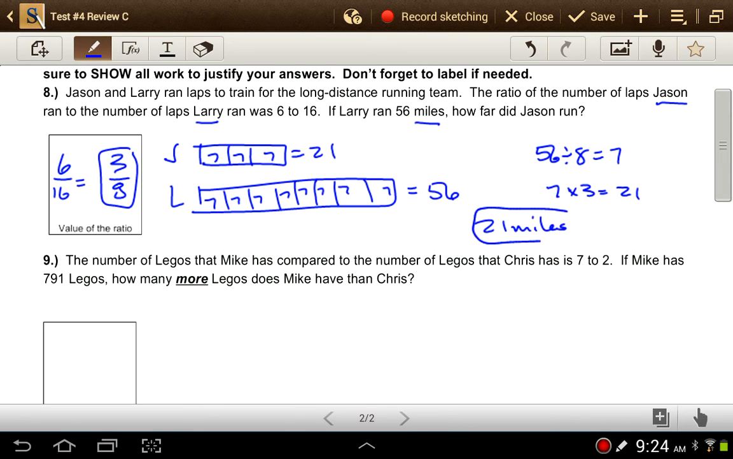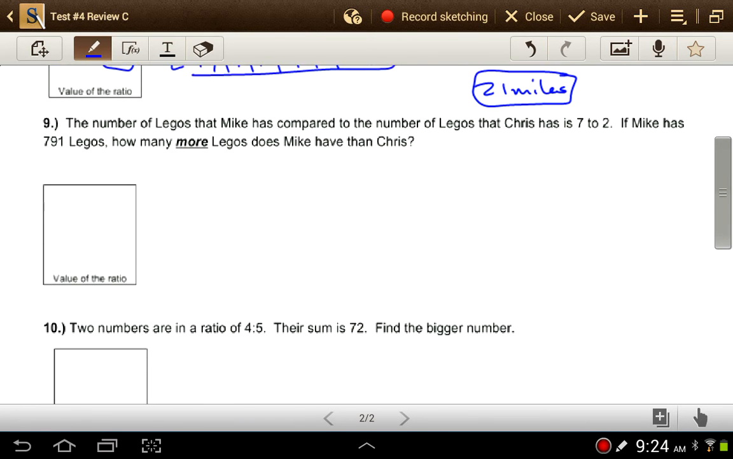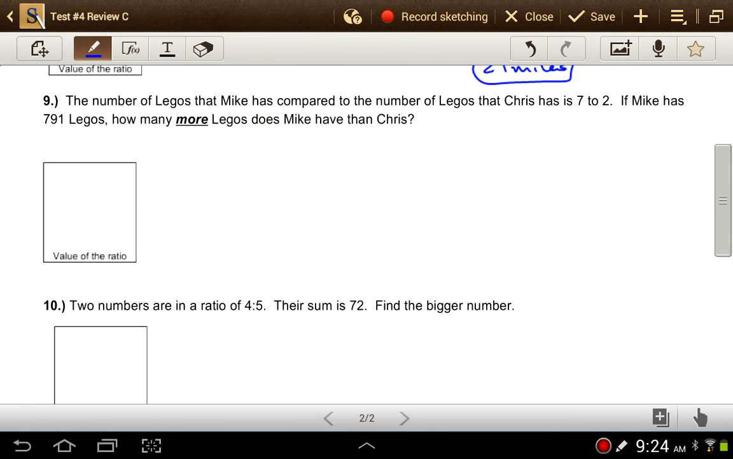Okay? So that's the answer for Jason. Alright, moving on to number 9. Legos is 7 to 2, so that's going to be my value of my ratio. That cannot be simplified, so that's just going to state 7 to 2.